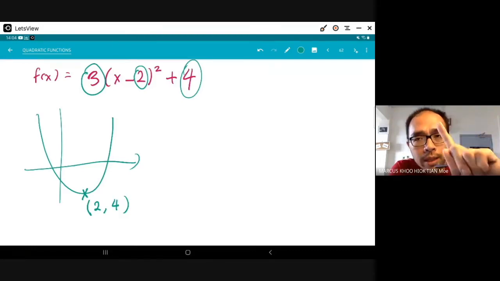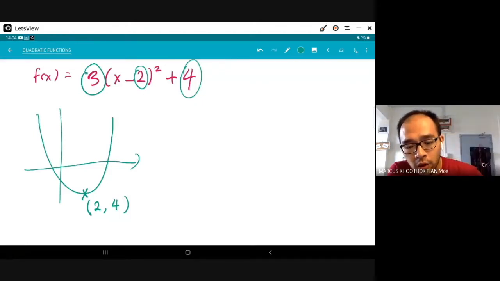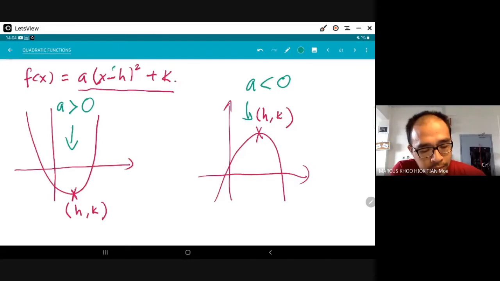Okay, cuma dia ada satu syarat saja. There's only one condition to this. Okay, and the condition is that the number next to the H must be a negative number.